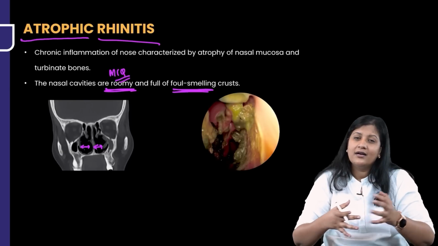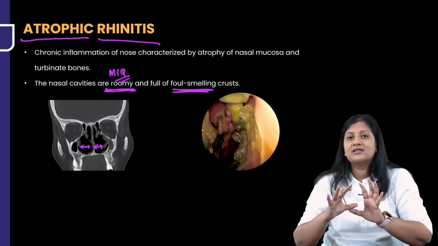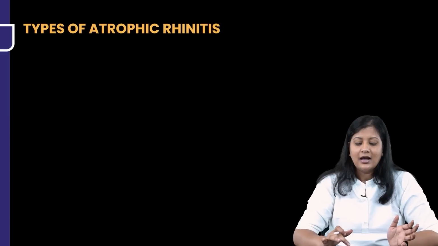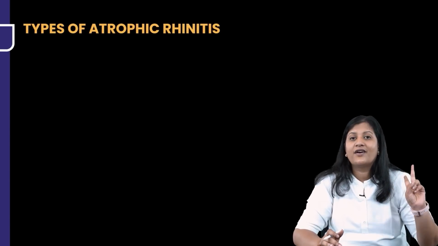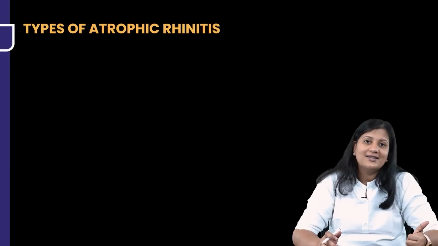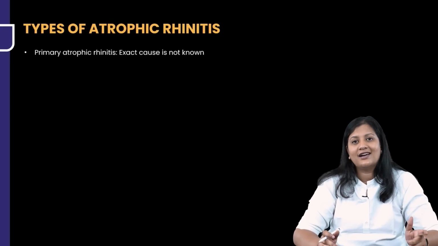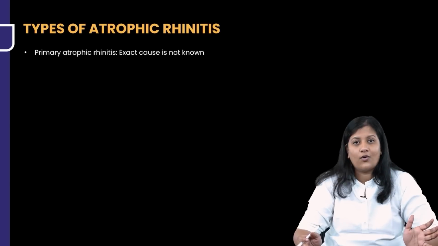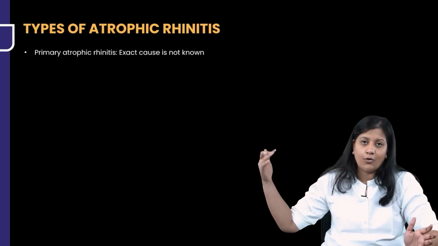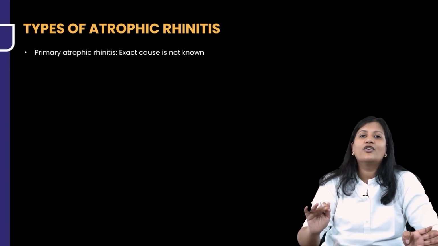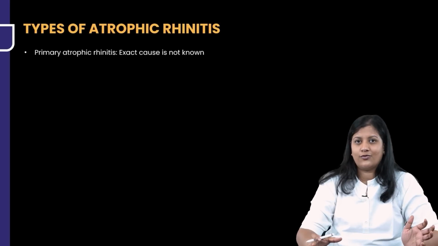We will learn a little more detail in a while, but this is the basic introduction of what happens in atrophic rhinitis. Now, atrophic rhinitis is classified into two types. The first type is called primary atrophic rhinitis and the second one is called secondary atrophic rhinitis. Primary atrophic rhinitis is a condition where we usually do not know the cause. There are multiple hypotheses, but we do not know the direct cause of primary atrophic rhinitis.